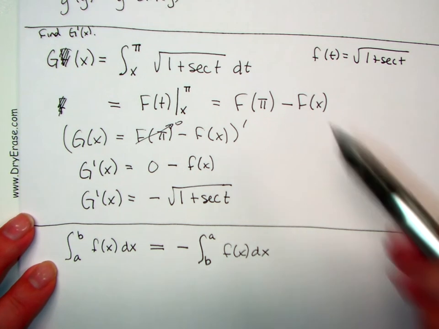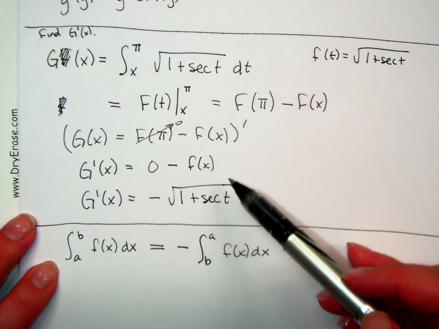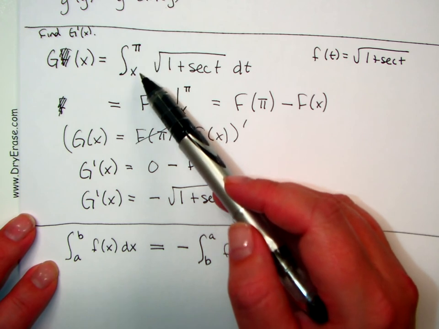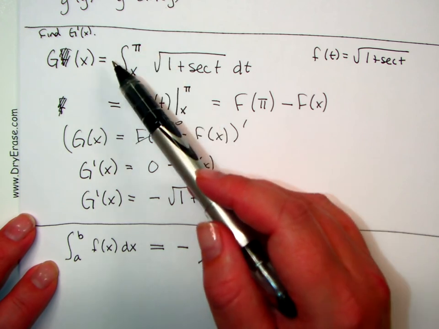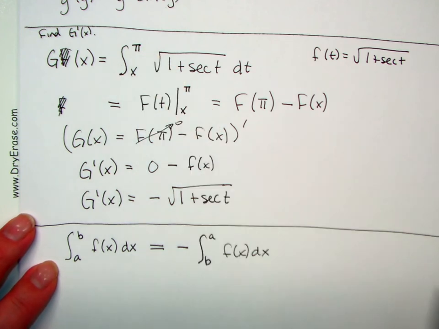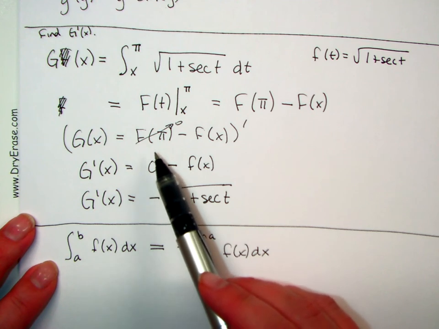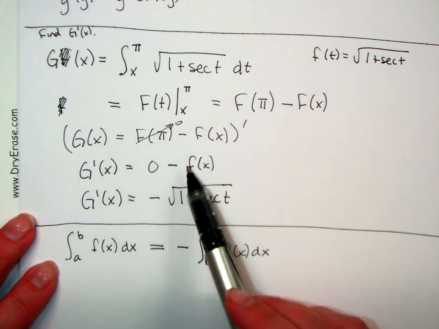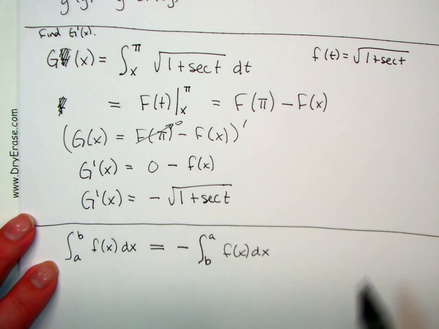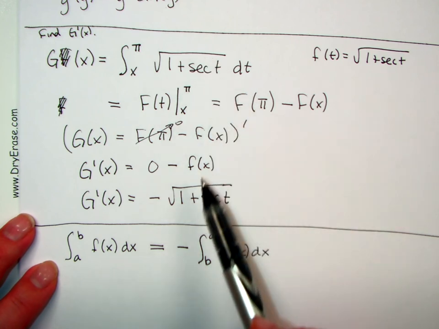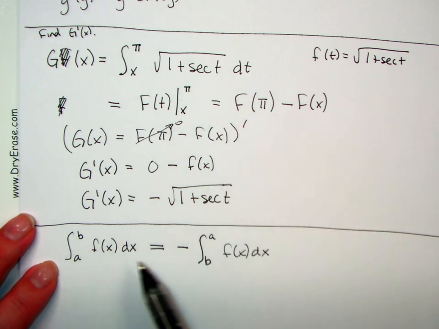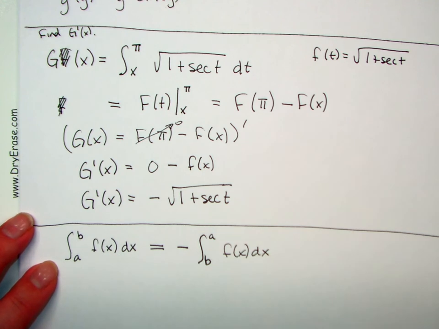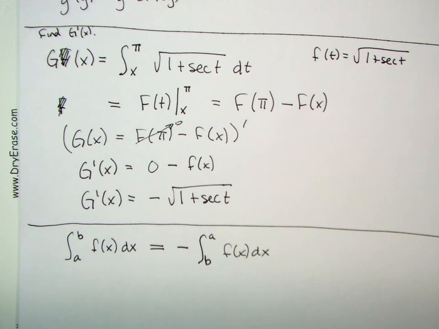So if you did view an example of this problem, what they would do is switch the order here, put the pi on the bottom and the x on the top, but they would throw a negative out in front. And so you end up getting negative f of x first and the constant second, but you still get negative f of x. All right, so this method still holds without even showing you that this is true. But it is, okay?